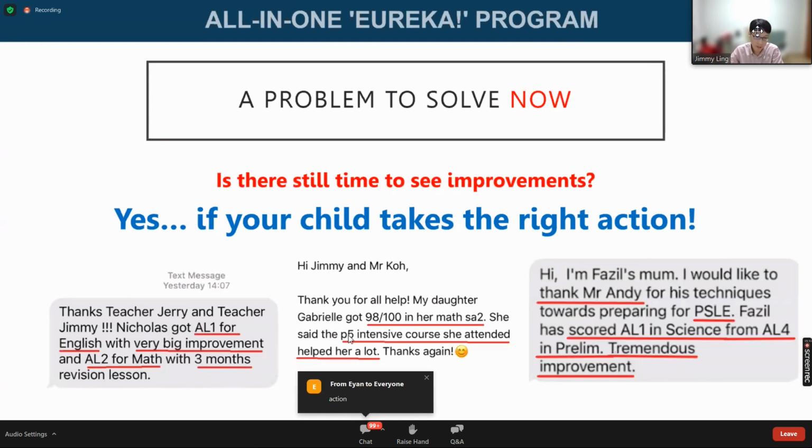Gabriel also joined us in the P5 intensive course, just 1 month before SA2, and she managed to get 98 upon 100. That's because she takes the right action. And Fuzzy over here also managed to improve from AR4 in prelims to AR1 for PSLE science. This is really a tremendous improvement. All these students take the right action, and so your child can also do it. If you want your child to see improvement, your child must start taking the right action.